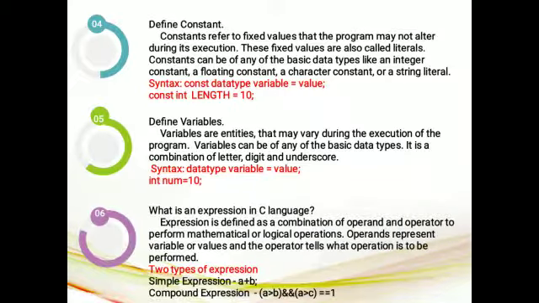What is an expression in C language? Expression is defined as the combination of operand and operator to perform mathematical or logical operations. The operands represent variables or values and the operator tells what operation is to be performed. There are 2 types of expression available. They are simple expression, in which few operators are involved, and compound expression, in which more operators are used.